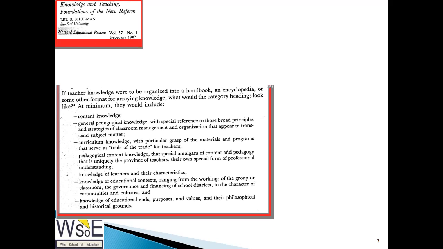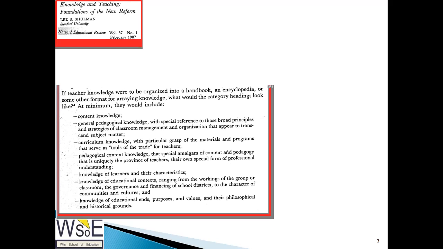You need knowledge of the educational contexts that you're working in, ranging from the workings of the group or the classroom that you're in, the governance of the school, finance of school districts and so on, the character of the community and cultures around the school. So you need knowledge of that context. And lastly, you need knowledge of the educational ends, purposes, values, and their philosophical and historical grounds. So you need that broader knowledge of the goals of education.